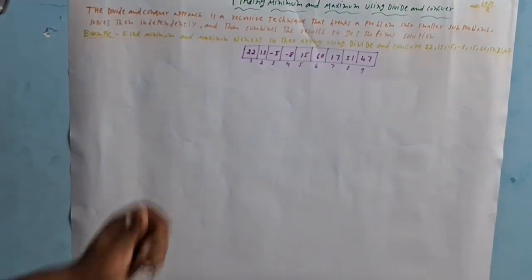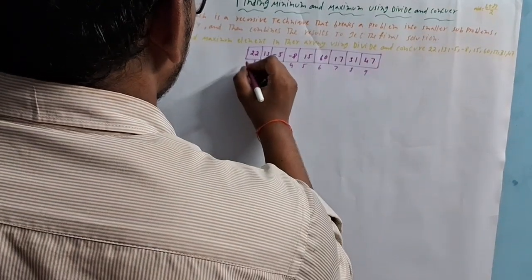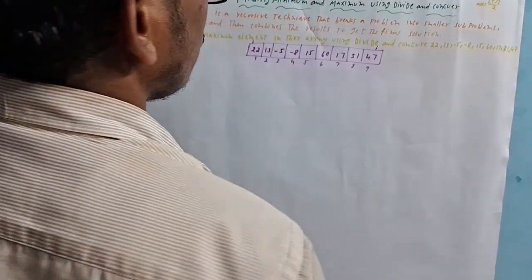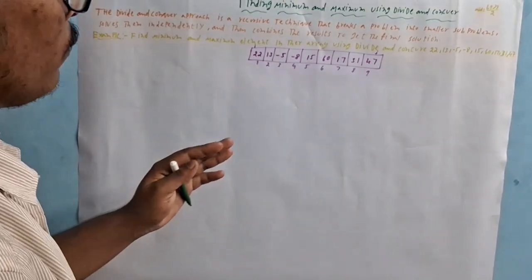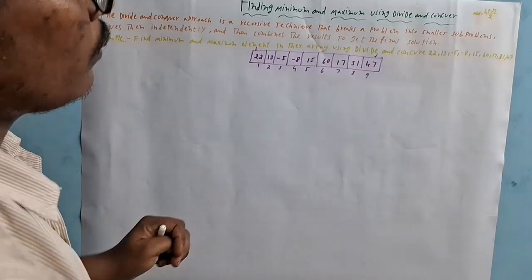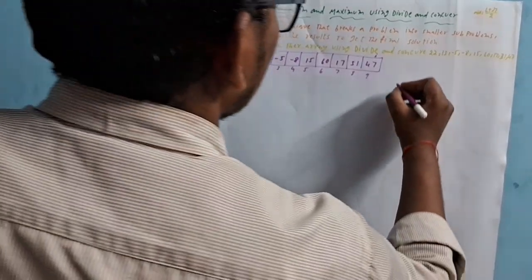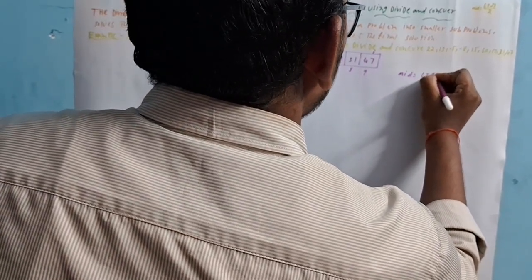This is the 9-element data set. Now we have to solve this problem. Let us take a starting point as i and an ending point as j. Now we have to divide this problem into subproblems. The formula is mid equals left plus right by 2.